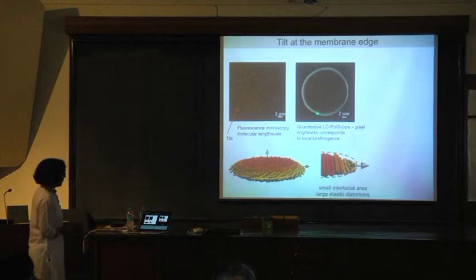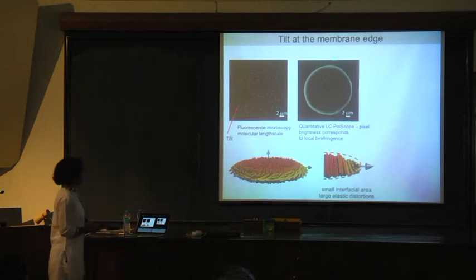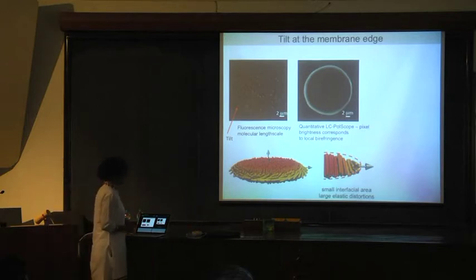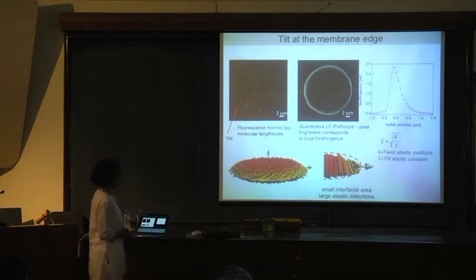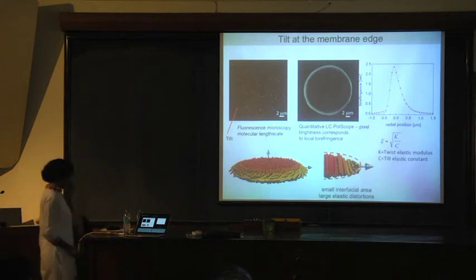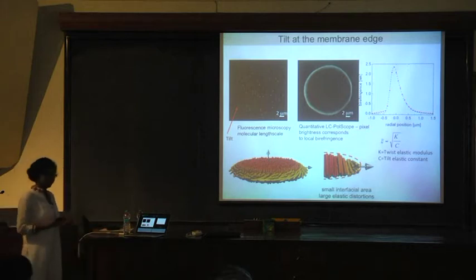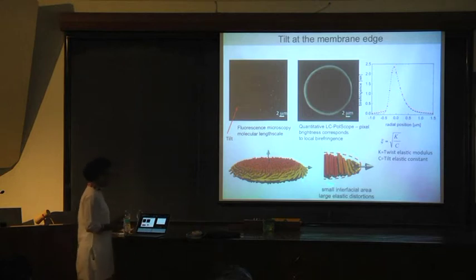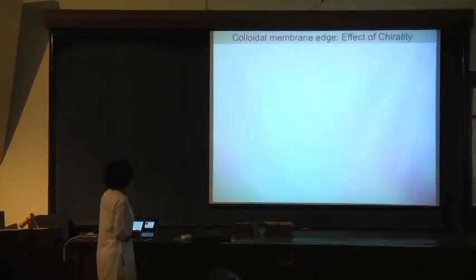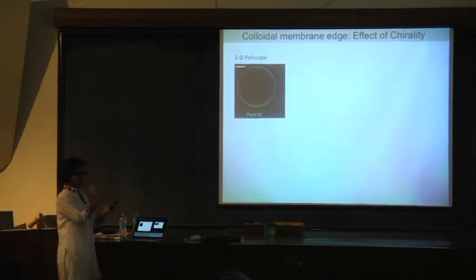in which the pixel brightness is proportional to the local tilt of the rods. So it's really bright at the edges, which means the rods are tilted with respect to the layer normal at the edges. And then I can take a radial cut to measure the twist penetration depth, which is about half a micron for our system. As I had mentioned, we can have both kinds of viruses, left-handed and right-handed, and how does that determine the handedness of the edges of the membrane? The two-dimensional PolScope doesn't let us know the direction of the tilt, whether it is clockwise or anti-clockwise.